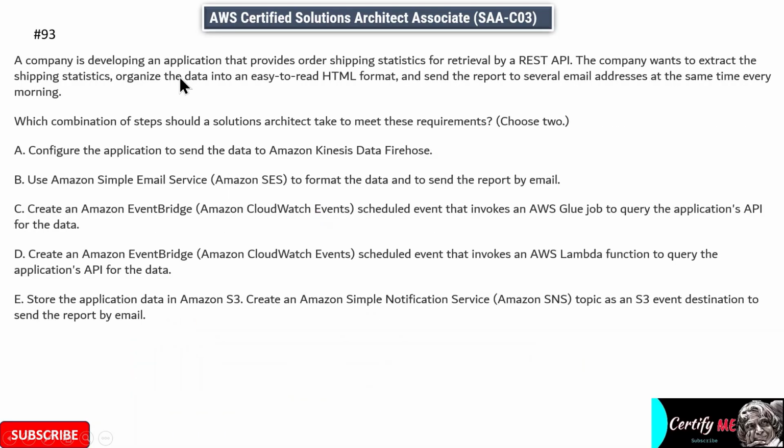Next question. A company is developing an application that provides order shipping statistics for retrieval by a REST API. The company wants to extract the shipping statistics, organize the data into an easy to read HTML format, and send the report to several email addresses at the same time every morning. Which combination of steps should a solutions architect take to meet these requirements? Choose two options.